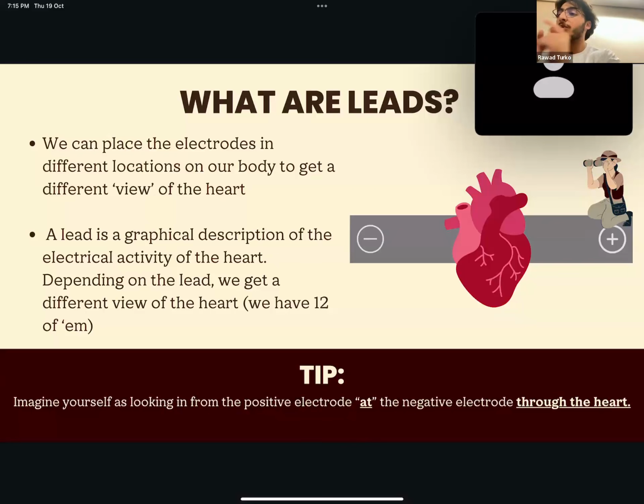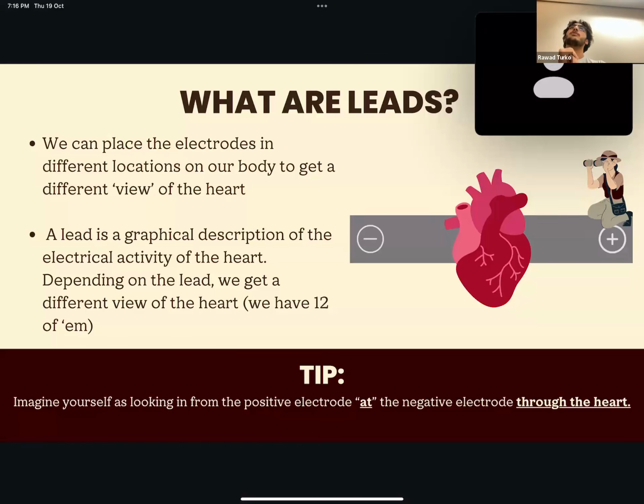So do you guys see this little diagram that I showed? It's the same one that we've been using, just this time with a tiny little person looking in at the heart, or through the heart, at the negative electrode from the positive electrode. So they're looking at the heart from the positive electrode. So when we talk about leads and when we say that there are different angles of the heart, we use the positive electrode as our angle of the heart.